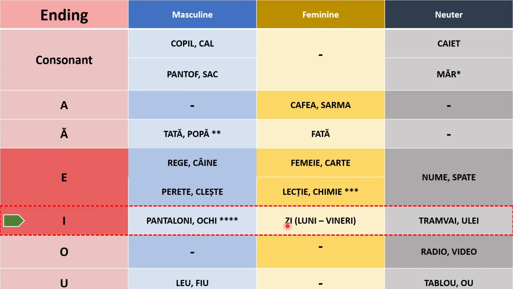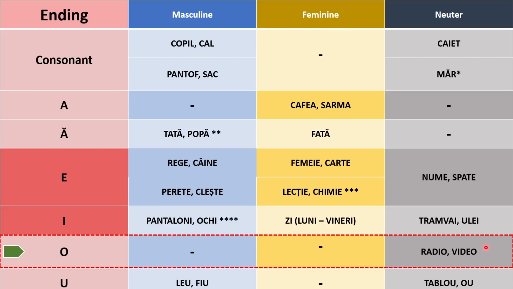Then, very special as well under the feminine. So zi, the word zi, and also every day from Monday to Friday end in I, and they are considered feminine nouns. Yeah, and then thirdly, you have neuter: tramvai, ulei, very random things, tram, oil, yeah, but this is the most irregular here under neuter. However, you know that if you don't have a plural, or if it's the same for singular and plural, it's masculine, and if it's one of the days, it's feminine. The I is a bit simpler than the E.